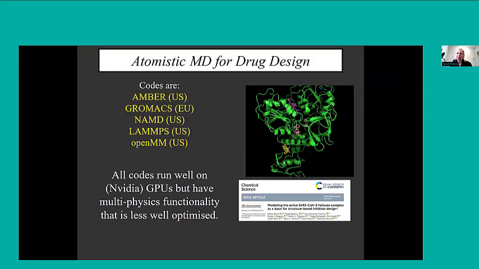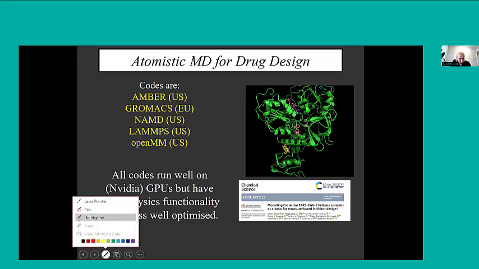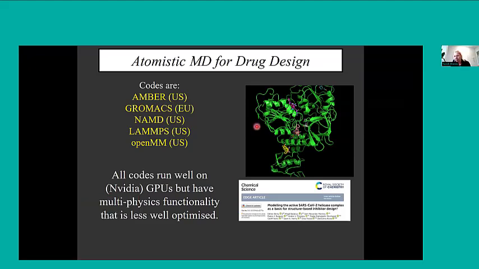One of the biggest application areas for biomolecular simulation is in the pharmaceutical industry, so for drug design. What you can see up here on the right-hand side, this green object, is a protein from the SARS-CoV-2 virus. It's again a molecular machine that helps in making new RNA for the virus to replicate.